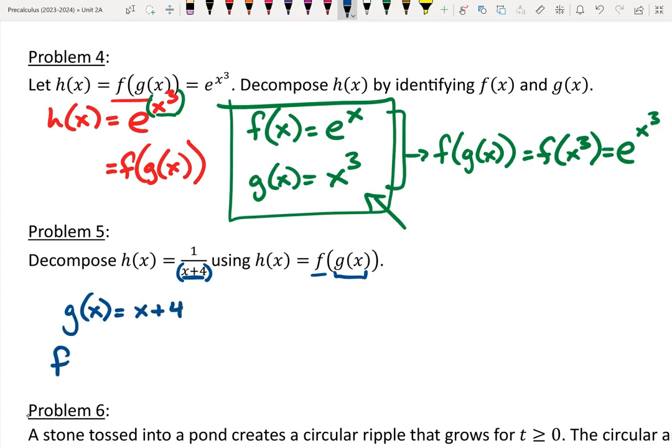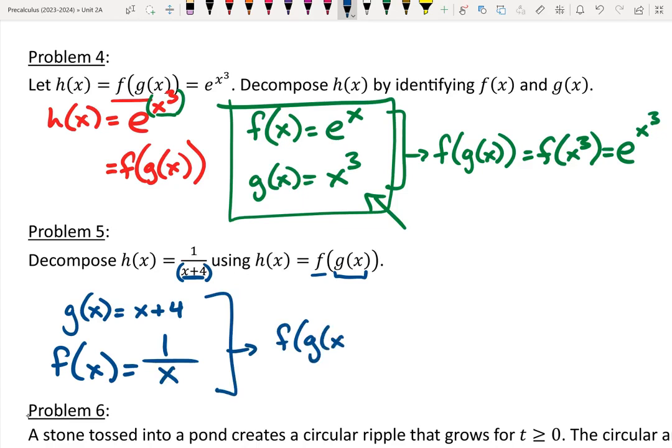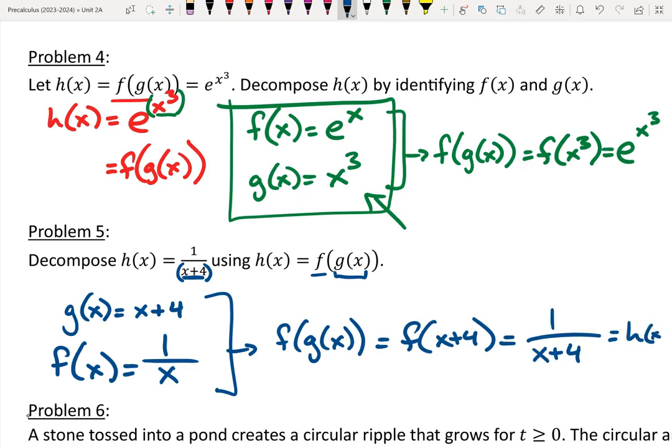And the outside function, f of x, would be 1 over whatever was replaced with x plus 4, which I would say x, right? So if I took that and did our function composition f of g of x, I would have f of x plus 4, which would be 1 over x plus 4, which is our h of x. So this would be our function composition. We're just kind of pulling it out, figuring out what was that inside function that was originally plugged in to get this composition.